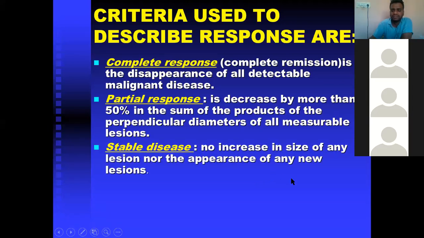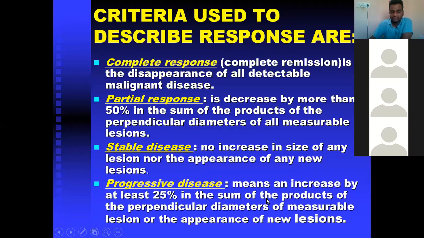Stable disease is where there is no increase in size of any lesion, nor the appearance of any new lesion. That we call stable disease. Progressive disease. Do you remember, I told you one parameter based on which you see the progression of disease from one regimen to another regimen. So we call it progressive disease if it increased by at least 25% in the sum of the products of the perpendicular diameters of measurable lesions, or the appearance of a new lesion.